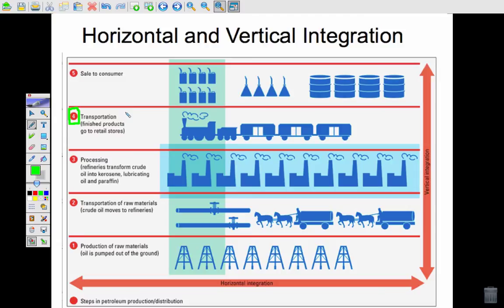And so now they control that one step. They control step 4 for horizontal integration, because they own the transportation company that transports their finished goods. And as Home Depot grows, Home Depot also now controls step 5. They own or lease the buildings in which they sell their items to their customers. Therefore, they control step 5.